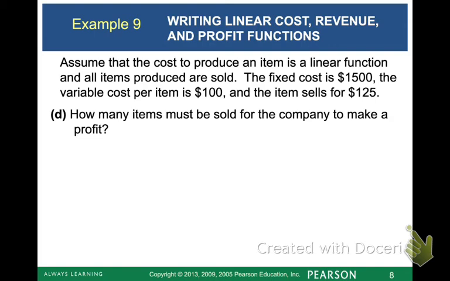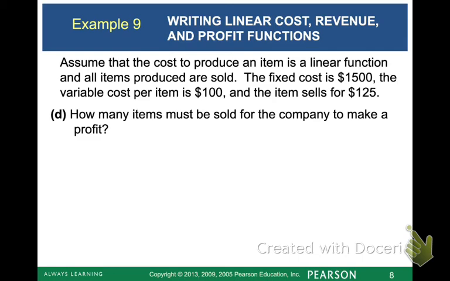So now we're going to look at the question, how many items must be sold for the company to make a profit? So if you're going to go into business, maybe start a business, you're going to make items and sell them, you definitely want to know how many you need to sell in order to make a profit. Not a good business plan to go in and lose money. You want to make money.